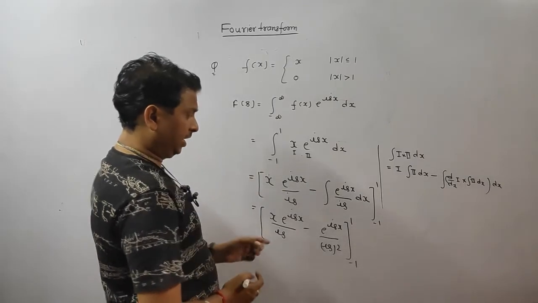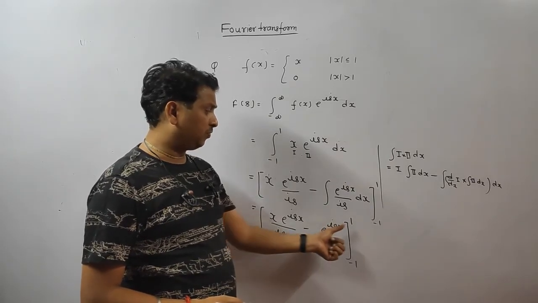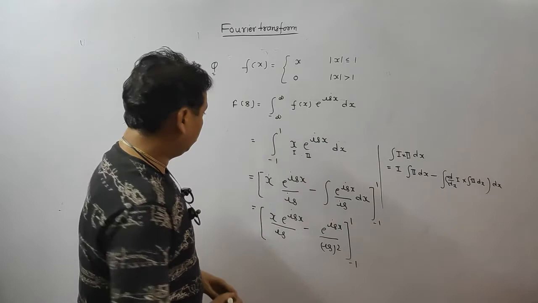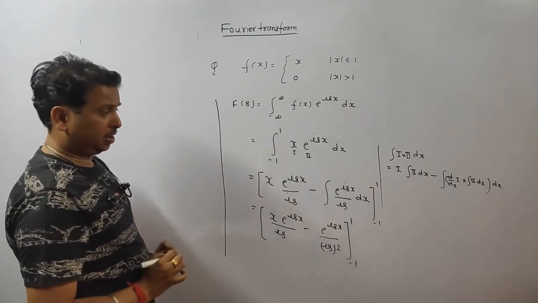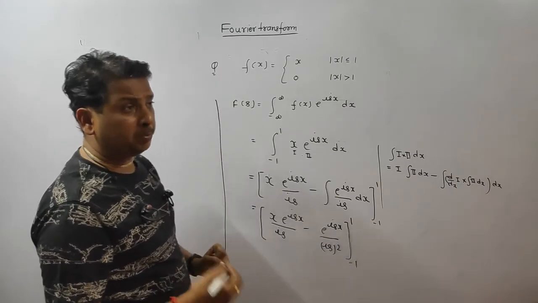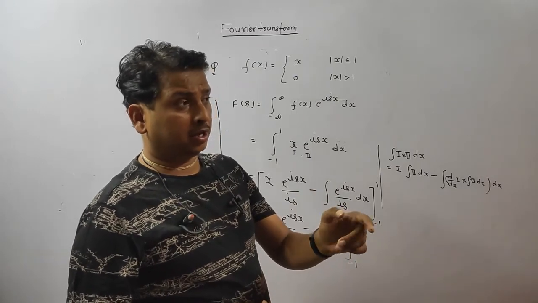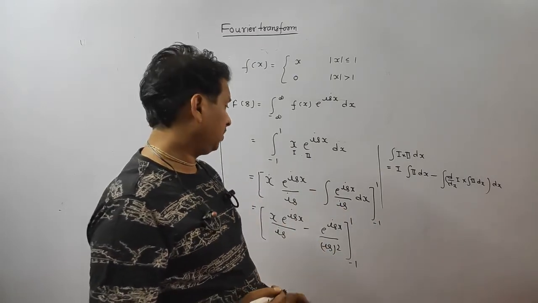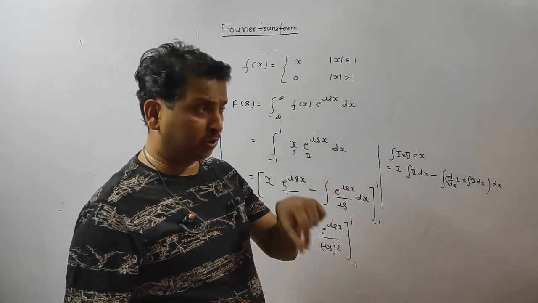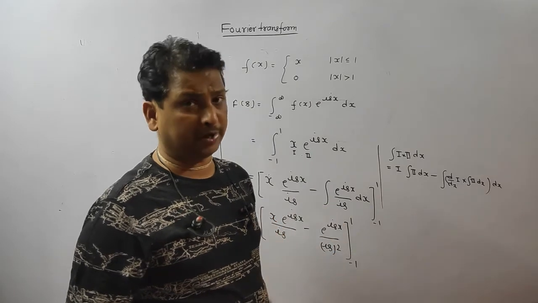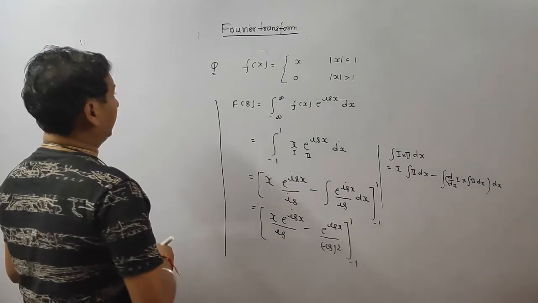Now we have to simplify. Simplify means just in place of x put the values 1. It is good if you do it separately. In that way you can minimize the errors, because in Fourier series, Laplace transform and here, when you put limits in integration, the chances of errors are maximum. So better you do it separately.